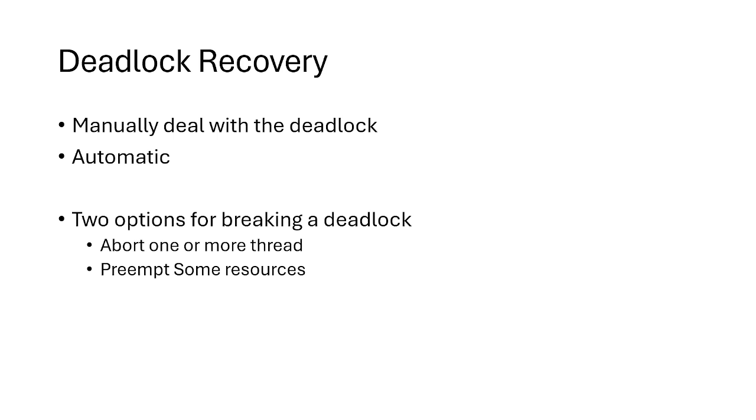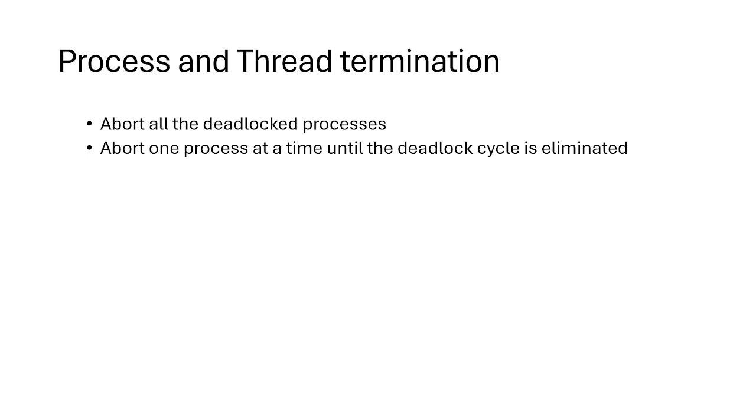For that, there are two options for breaking a deadlock. One is to abort one or more threads to break the circular wait. Once we break this, we can recover from the deadlock. The second one is to preempt some resources. We release some resources, which means the process that is waiting for those resources will get them and complete its execution.